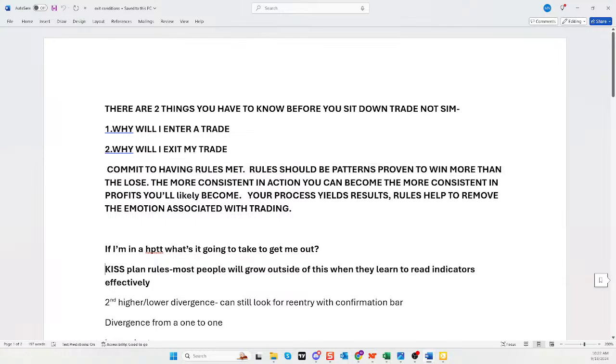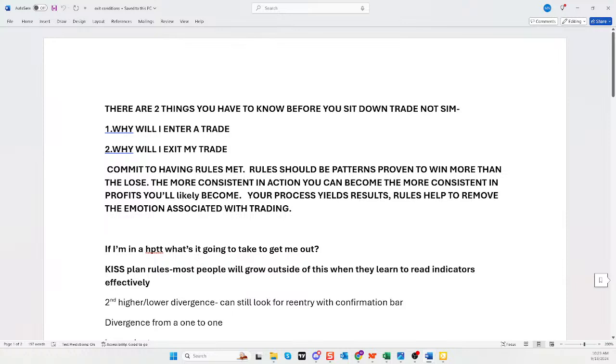Well, in the beginning, the KISS plan rules are the reason I'll exit. And I'm going to learn to follow those to the letter as I learn to read my charts. And you've got to commit to having those rules. You've got to police yourself and be adamant. If my rules are met, I'll enter the market. If my rules aren't met, I choose to sit on my hands and do nothing, because having an advantage is important to me. The rules are patterns that have been proven to win more than they lose. If they haven't proven that to you through back testing and study, why on earth are they your rules?